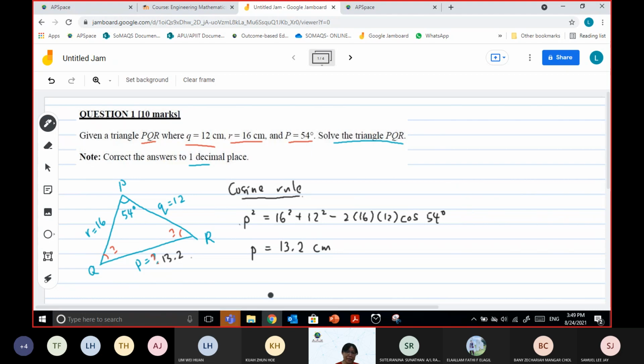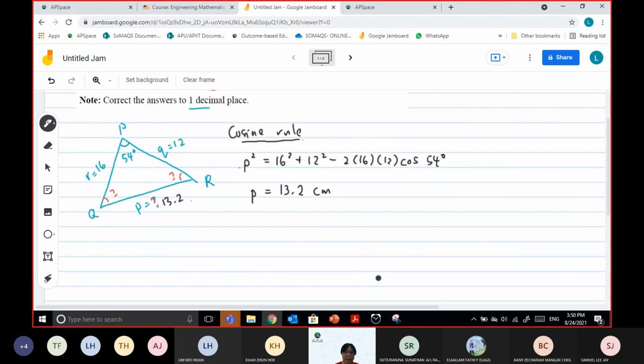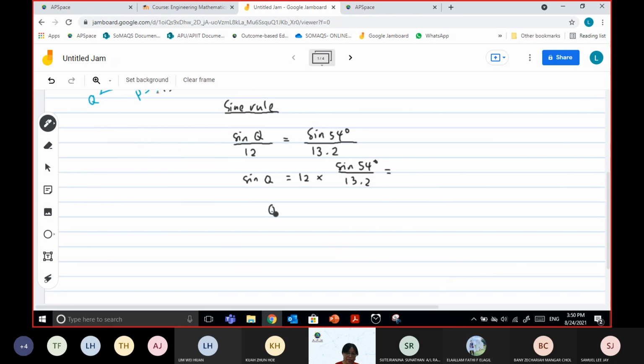So next, when we proceed to find the angle, this time we can use the sine rule. Using the sine rule, say we want to find Q. So sine Q over 12 equals sine 54 divided by P, 13.2 that we just found. Then we can solve for sine Q. So sine Q equals 12 times sine 54 divided by 13.2. Then you can proceed to find Q.